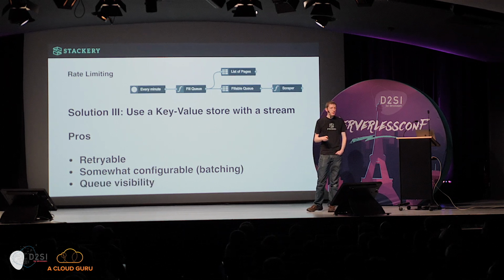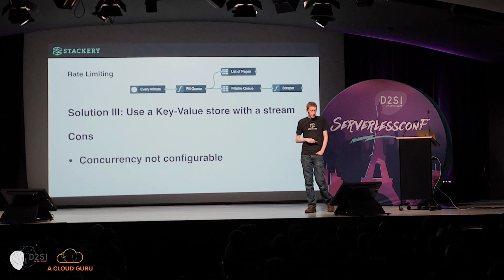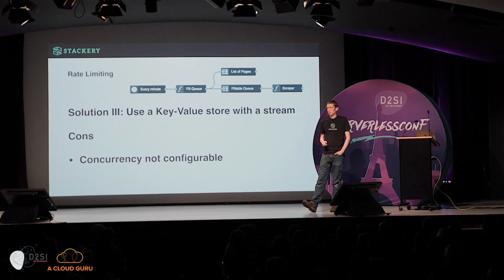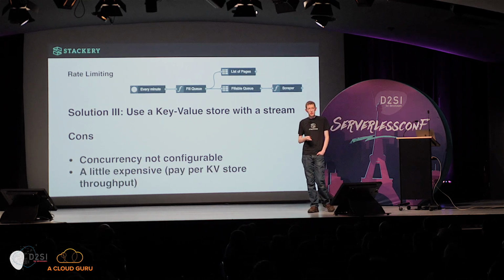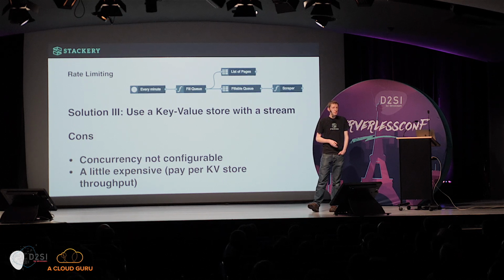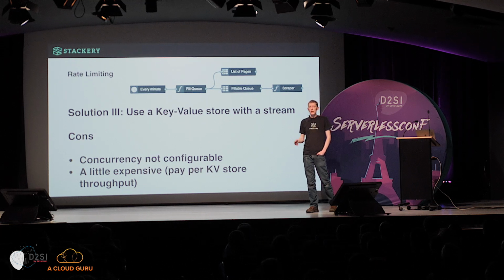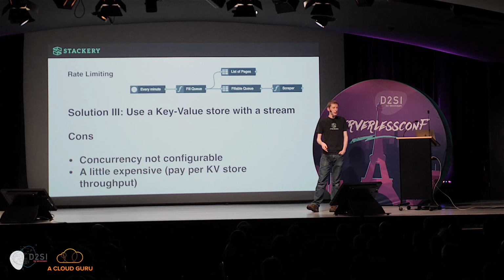And we also have the side benefit of queue visibility. We can peer into our fillable queue, because it is a key value store, to see what work is still left to be performed at the moment. But the downside is the concurrency rate is not configurable. So you have to do some extra testing to see if this solution will really work for your use case. And it's much less expensive generally than the pure streamed provisioned partitions approach. But you are paying based on provisioned throughput for the key value store. So it's not quite as cheap as just spawning things directly using functions.